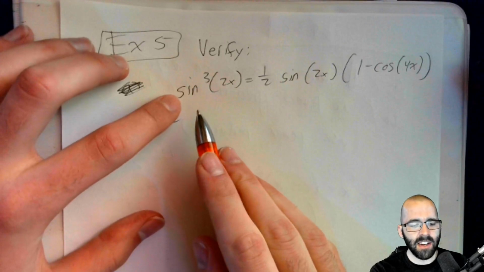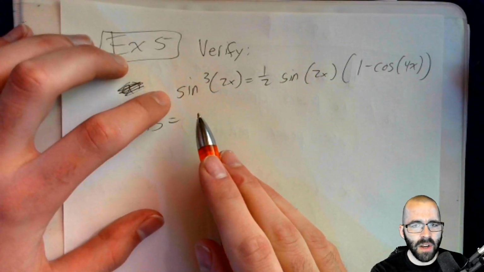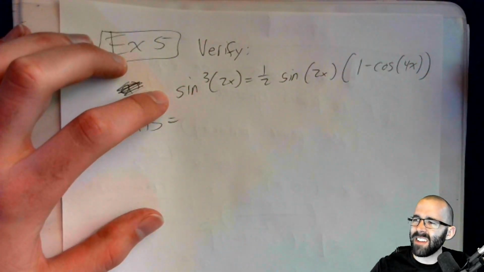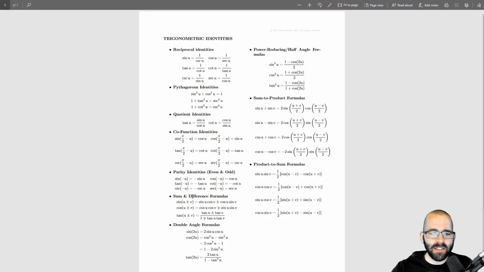So left-hand side is sine cubed of 2x. Well, let's look at our identity sheet. Sine cubed. No, there's no sine cubed. But sine cubed is sine times sine squared. And we do have things that we can do with sine squareds. So let's write it in terms of sine squared so we can use the power reducing formula.